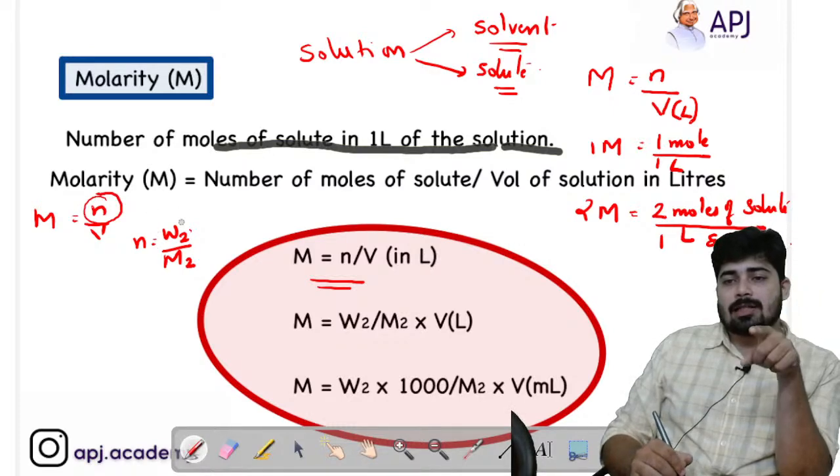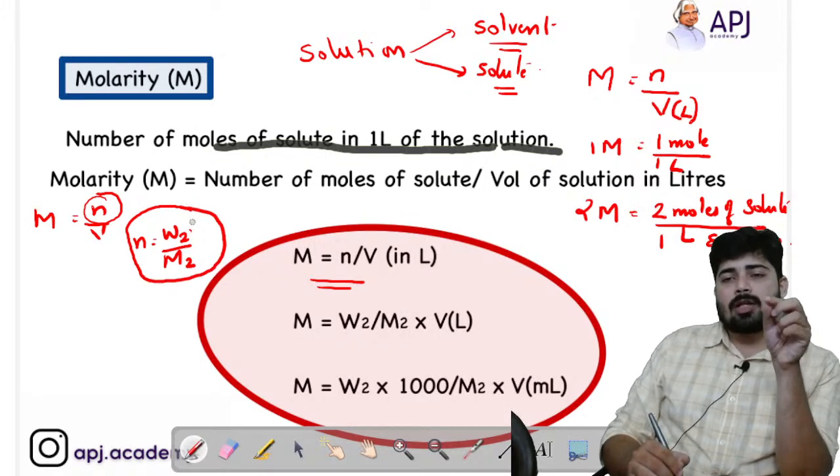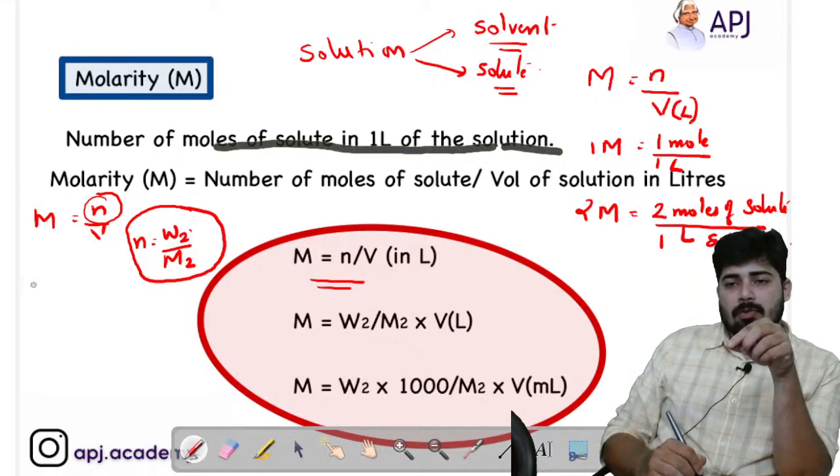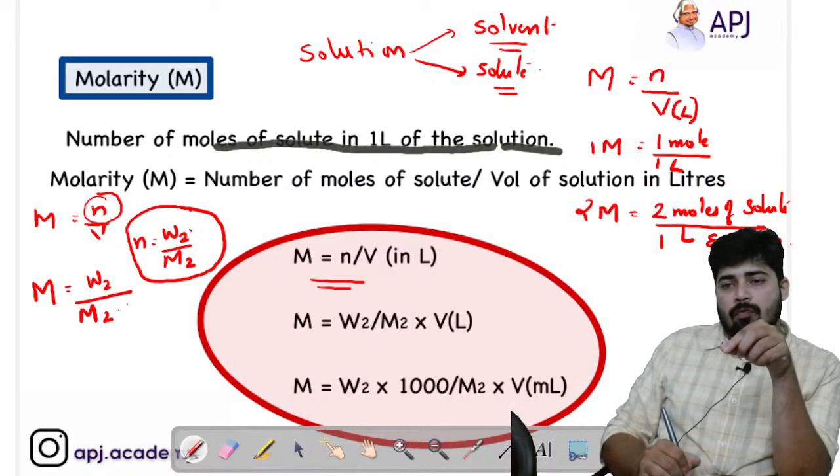In order to find the number of moles of solute, we know that weight by molar mass will give us the number of moles. The number of moles of solute is equal to W2 by M2. So I can substitute that over here. Molarity becomes W2 divided by M2 into volume in liters.